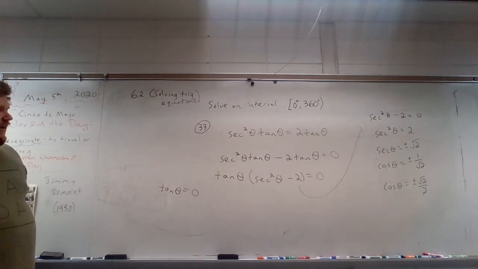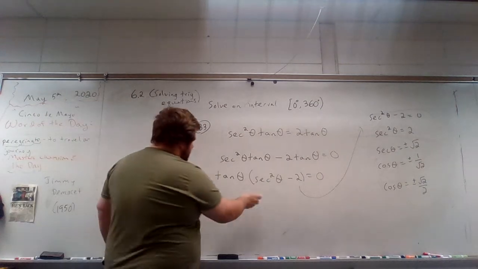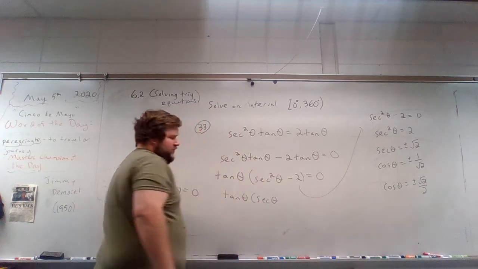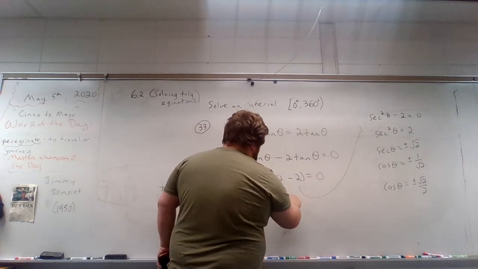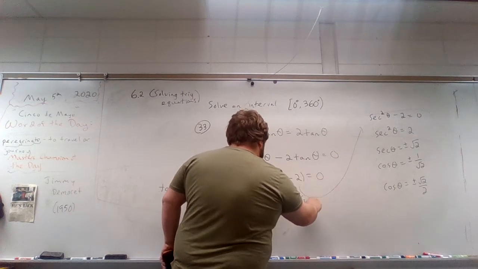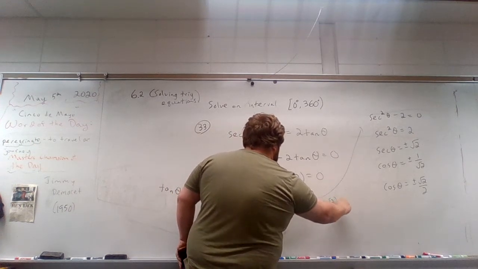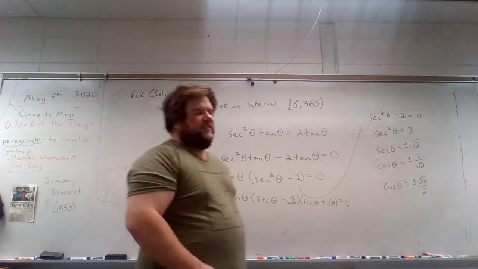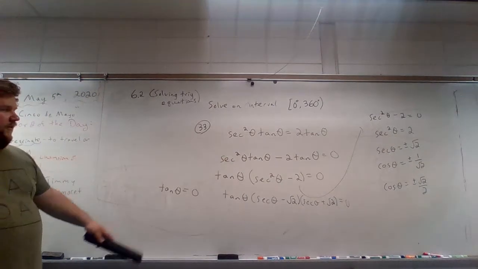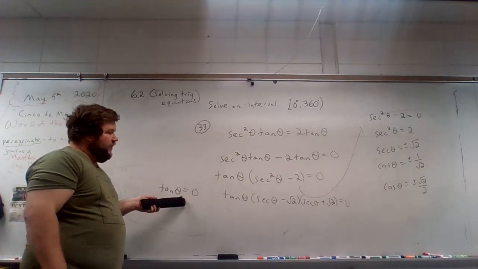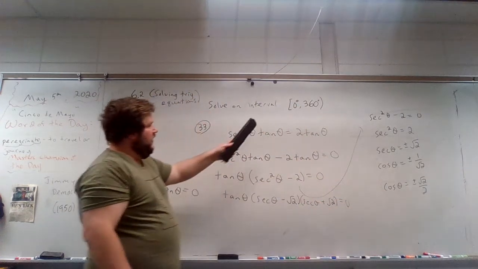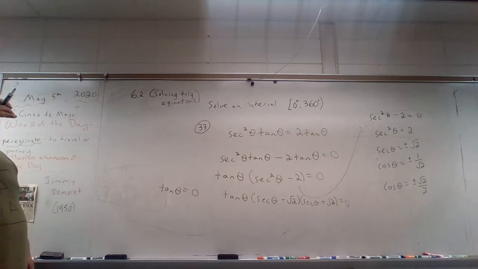Now, the other way is you could continue to factor this. So if I did tangent theta, secant squared minus 2, you could factor that as secant theta minus root 2, secant theta plus root 2, and then set those equal to 0, and you're basically doing the same thing that you had here. Does it matter which way you think about it? No, it does not. Bottom line is we're going to get to something like this. When's tangent 0? When's cosine root 2 over 2 or negative root 2 over 2 on that interval? Okay. So why don't you take a second and write down what you think that's going to be.